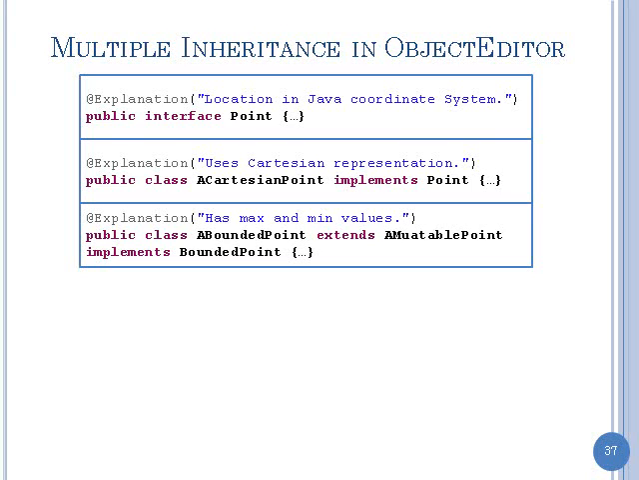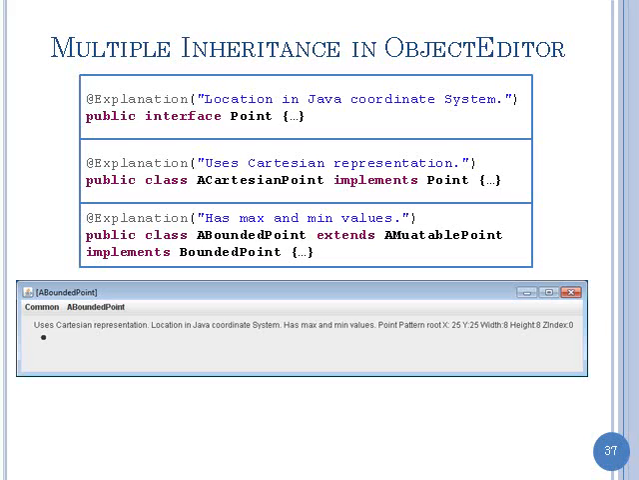So there are some languages that say, if I inherit 5 methods, I will call all 5 of them in some order. And in this case, what I do is I just concatenate all the explanations into one long string. Okay? And so I say, uses Cartesian representation, location is in Java coordinate system, and has max and min values. Okay? So you get some combined string for the whole thing.